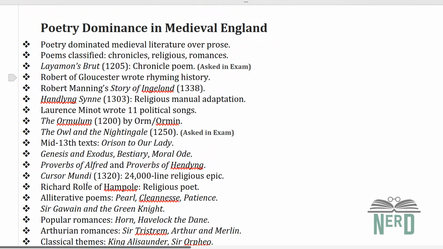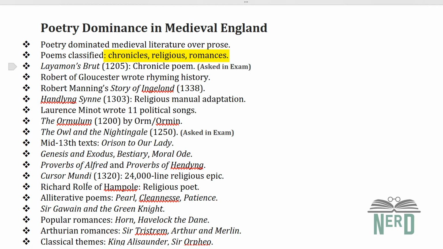When we study medieval English literature, one fact stands out right away. Poetry dominates. The majority of surviving texts from this period are in verse rather than prose. And for clarity, we can classify these poems into three broad groups: rhyming chronicles, religious and didactic poetry, and metrical romances. Let's begin with the rhyming chronicles.